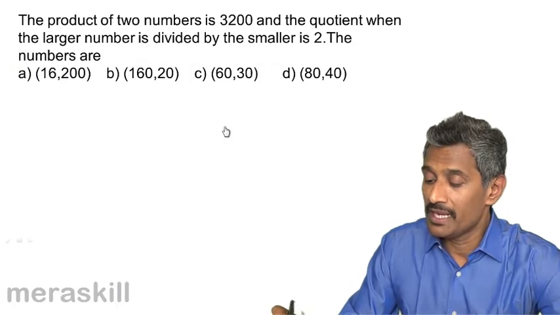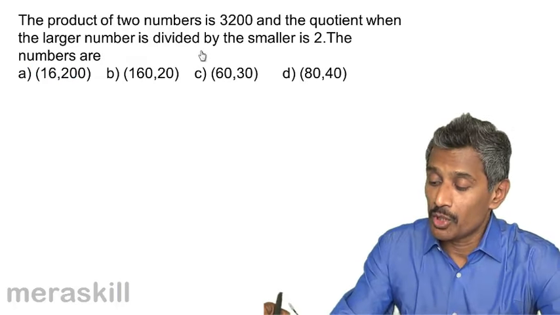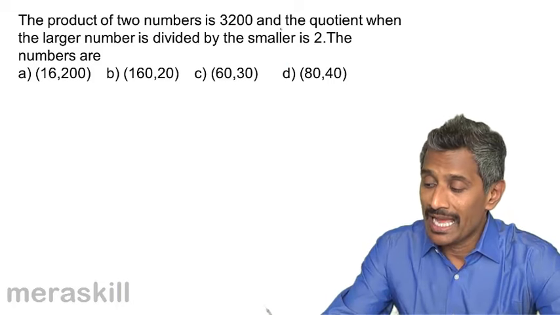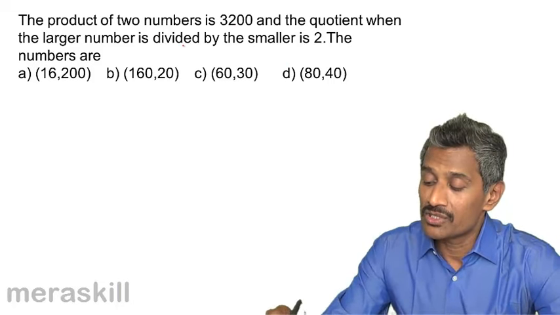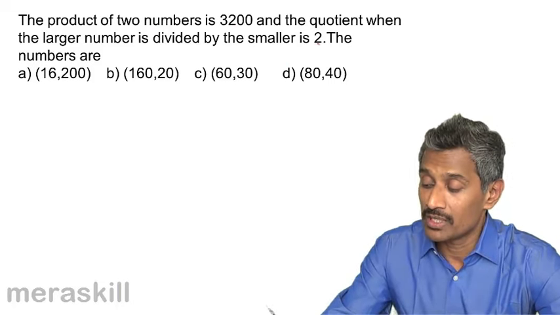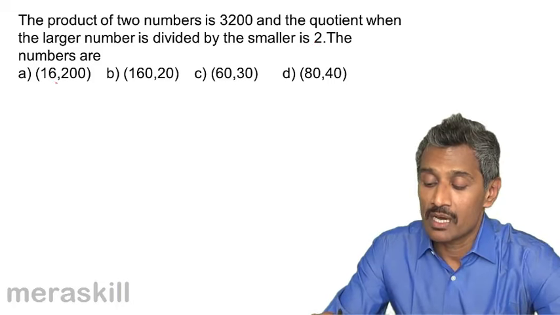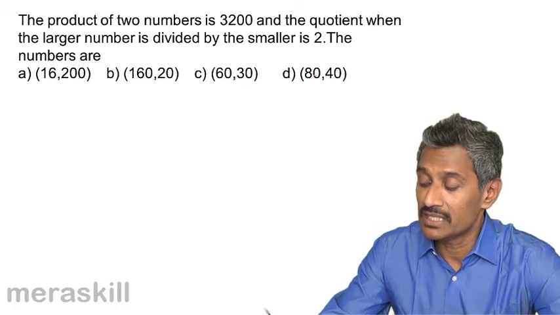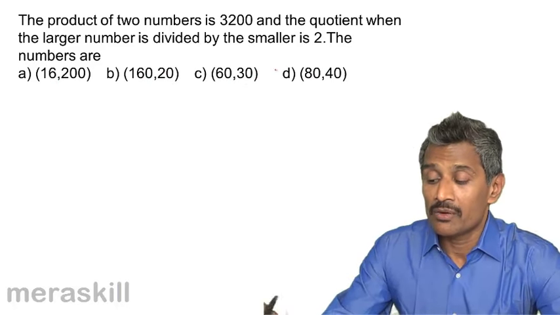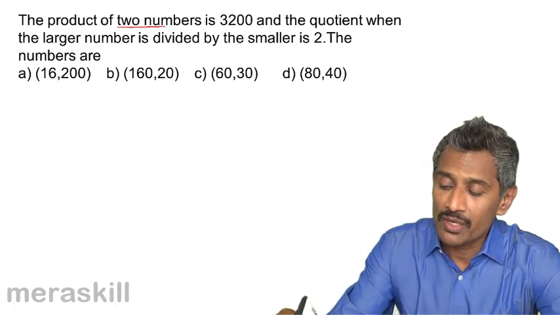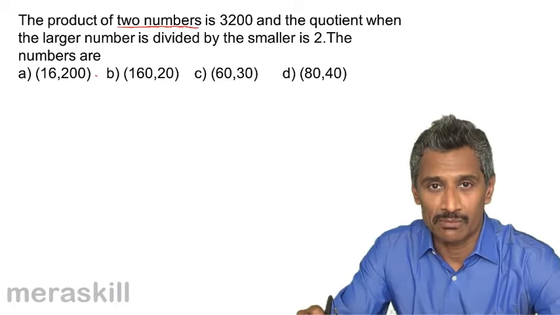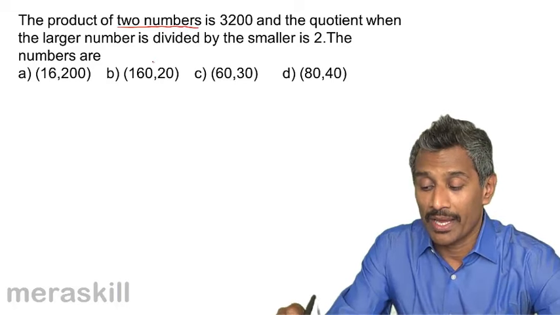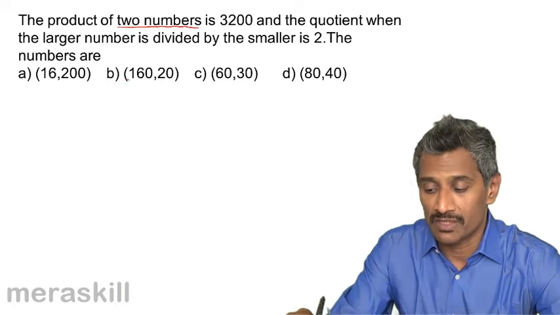Okay, so what we have here is the product of two numbers is 3200 and the quotient when the larger number is divided by the smaller is 2. The numbers are 16 and 200, 160 and 200, 60 and 30, 80 and 40. Now here the inbuilt assumption is we are going to take up only positive numbers because otherwise we're going to get the case of maybe a square. So we are considering only positive numbers.